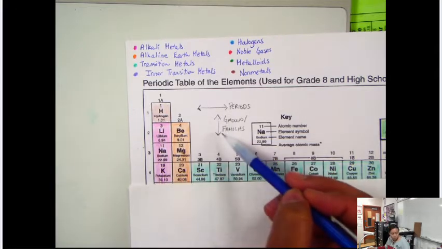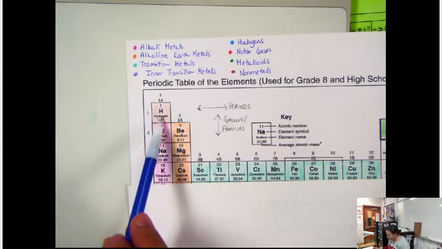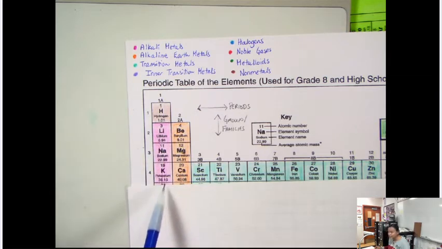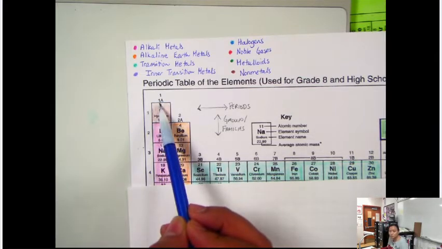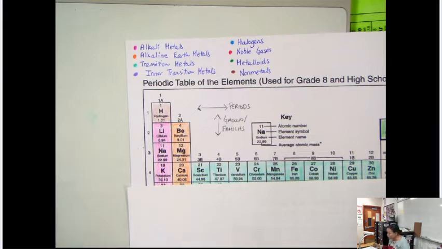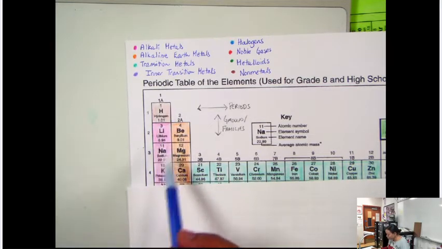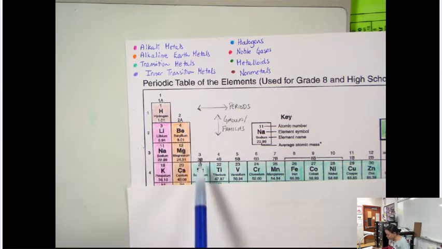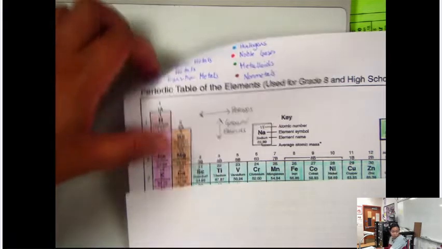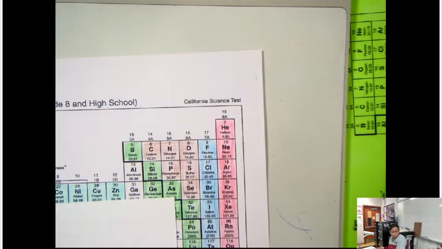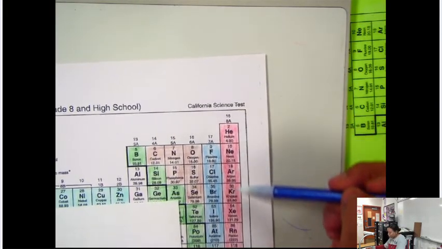Vertically, in this column right here, that is called a group. Those are groups. So this is group 1, or group 1A. As far as your periodic table, you have two numbering systems. You have the one that goes from 1: this is group 1, this is group 2, this is group 3, and you can read all the way across to group 18. Those are vertical columns.